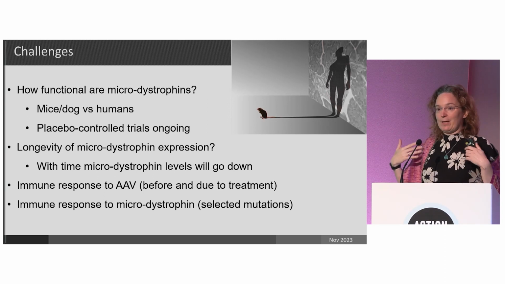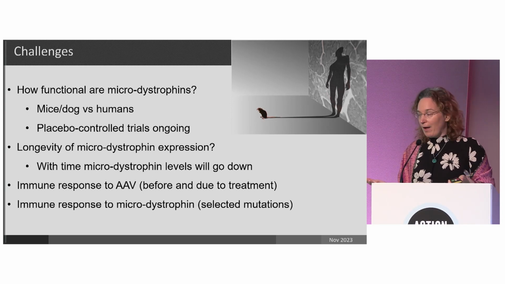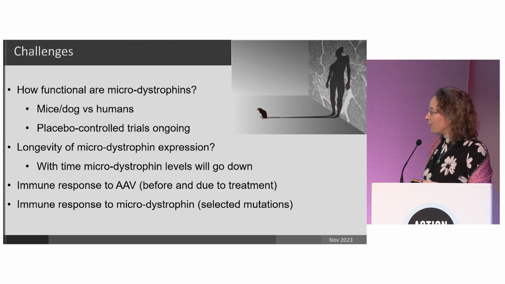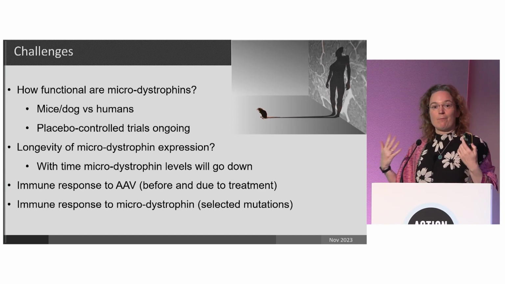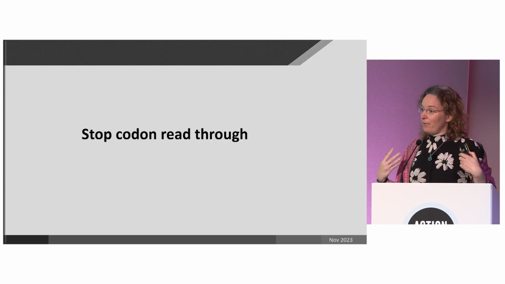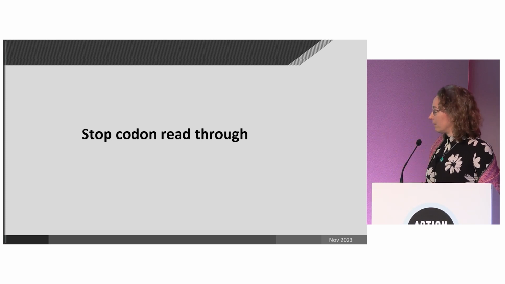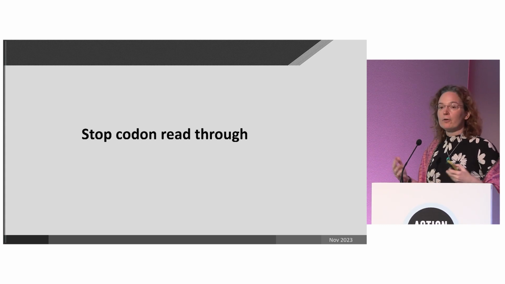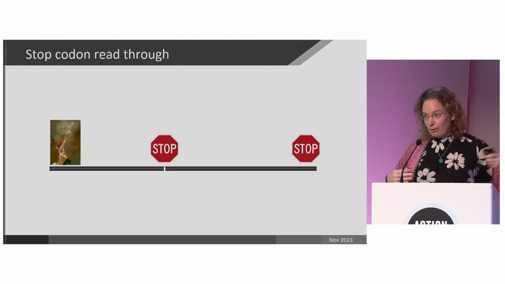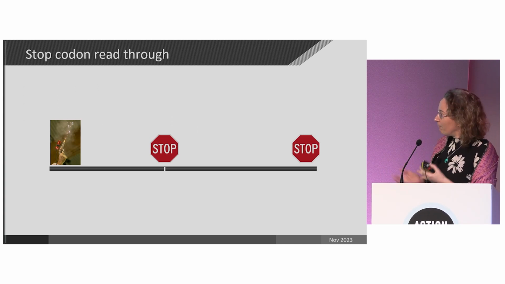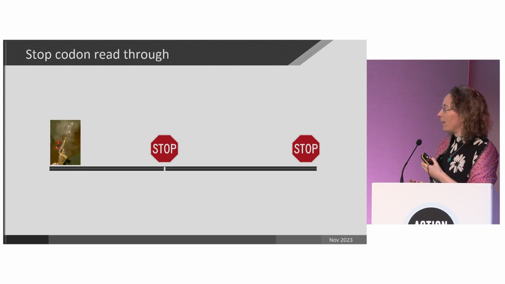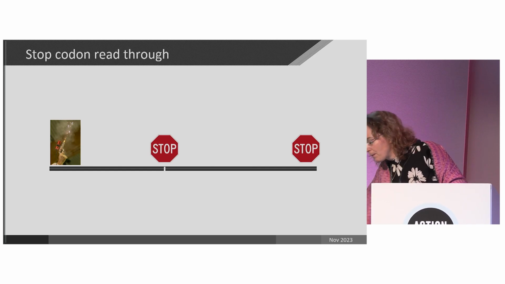Then you say, well, can we then retreat the patients after it's gone down to 0 or to too little? No, we cannot, because by the time you've treated the patient, there will definitely be an immune response if you come back with AAV. So that is also a challenge, and I went over the immune response to microdystrophin. So there's work to be done still for this, but let's move to the second one, and that is stop codon read-through.